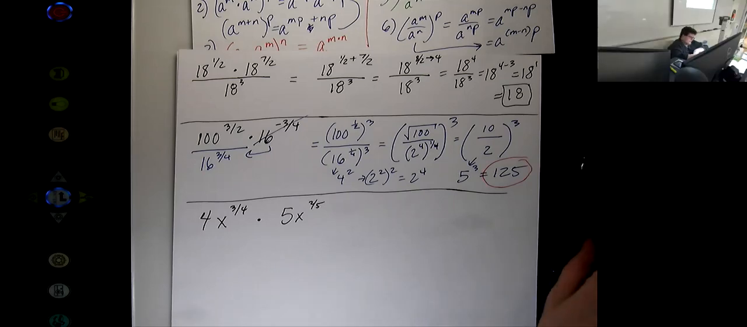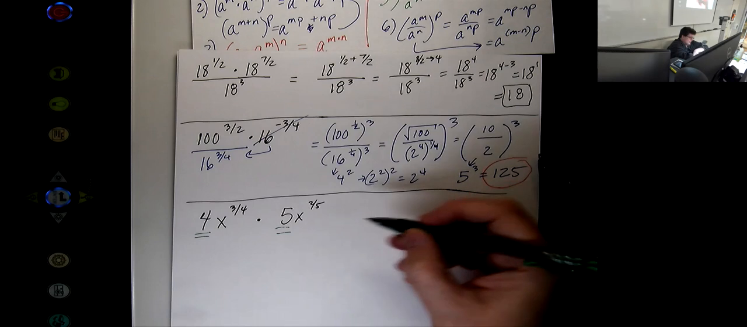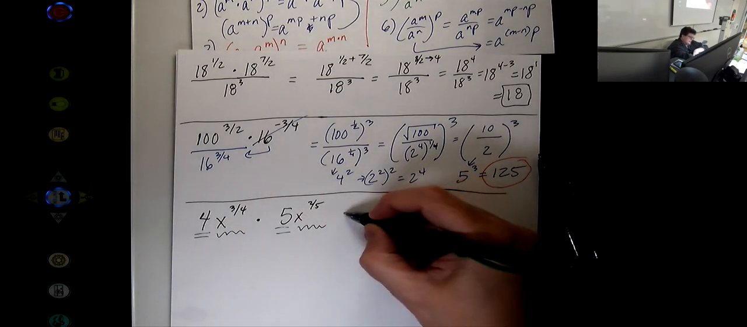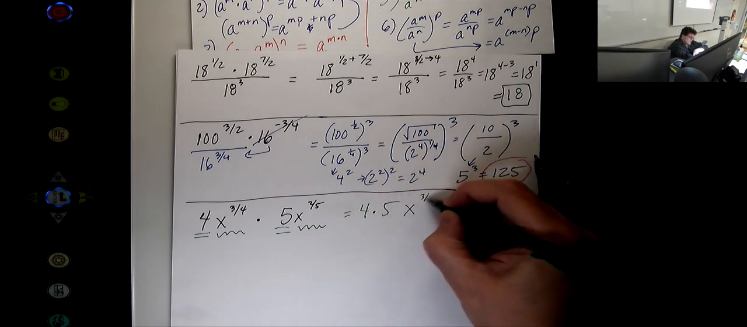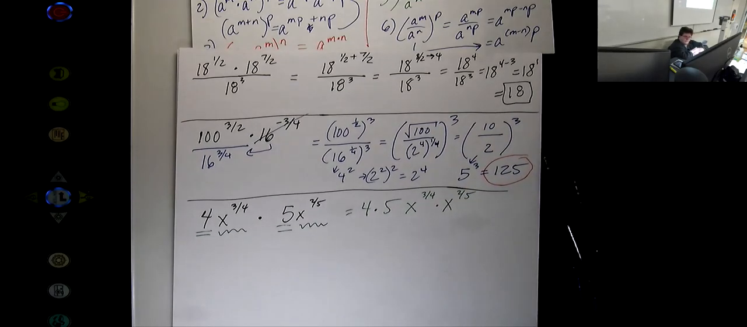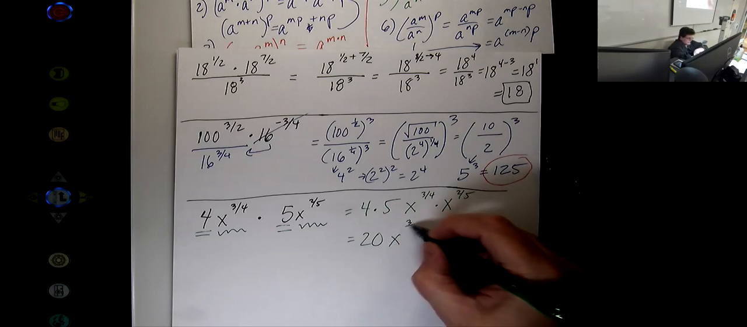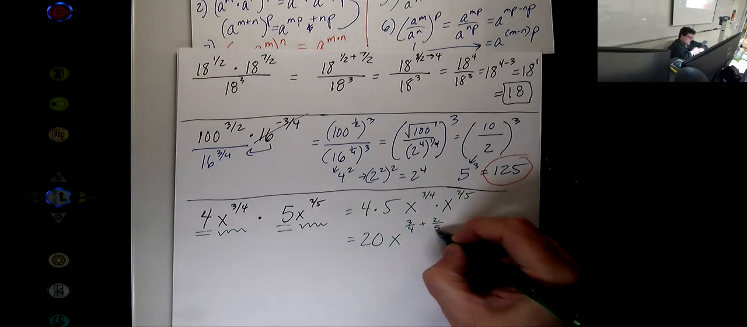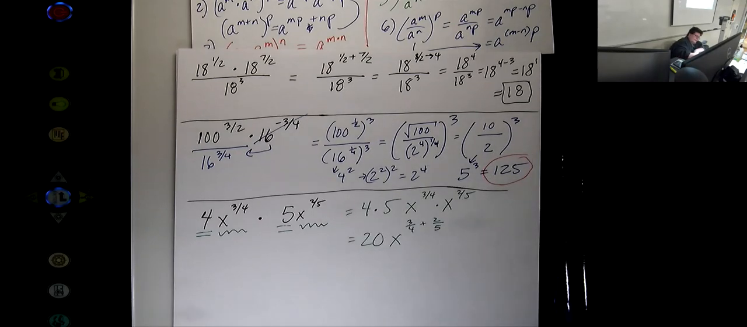Okay, so the idea here is to do the constants or the coefficients separate from these. This is 4 times 5. And then I have x to the 3/4 times x to the 2/5. And here we need to add fractions, or add the exponents, I should say. So that might be worth looking at on the side a little bit.